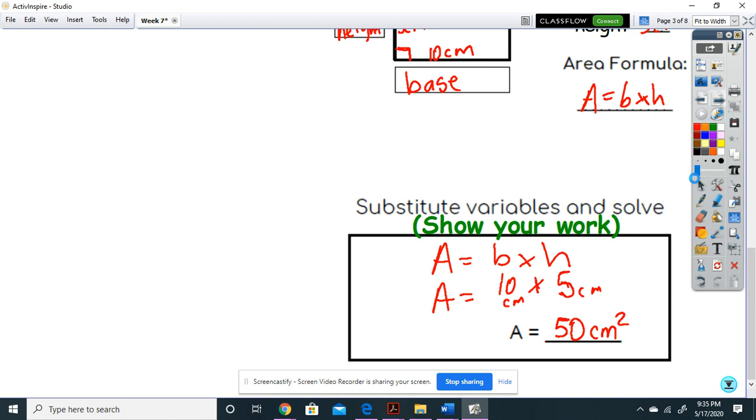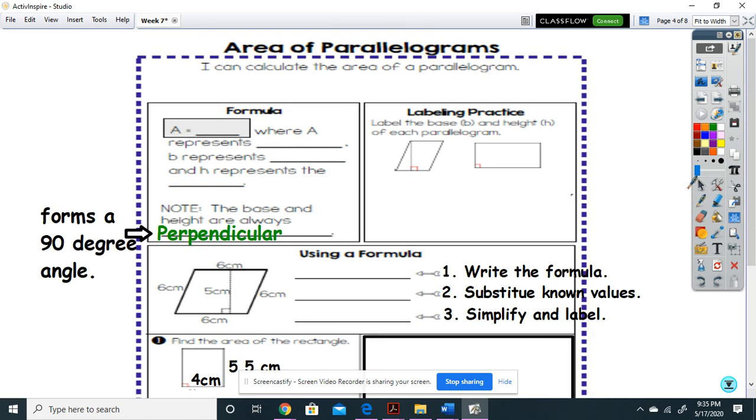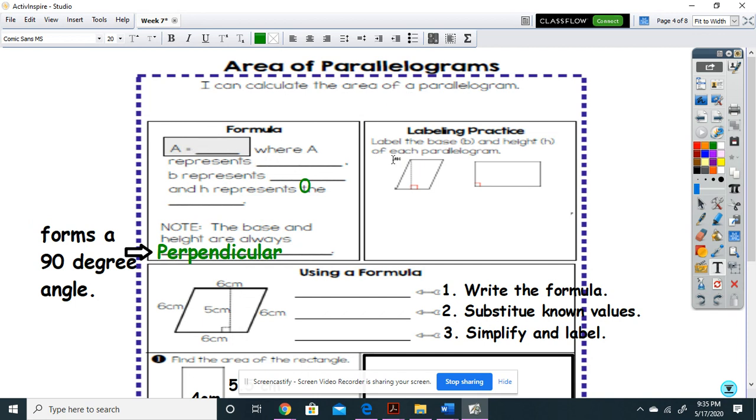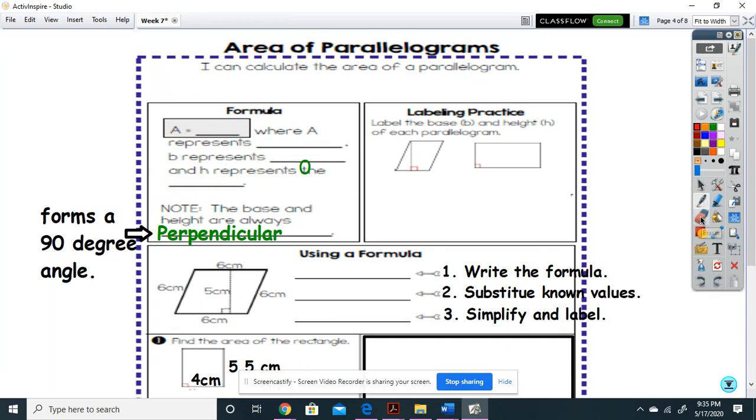All right, so we did rectangles, but we also can do parallelograms. A rectangle is a special type of parallelogram because it does have opposite sides that are parallel. But the difference between a parallelogram and a rectangle is that it doesn't form right angles like the rectangle does. So how do you find the area of a parallelogram? Well, same thing. Base times height, right?